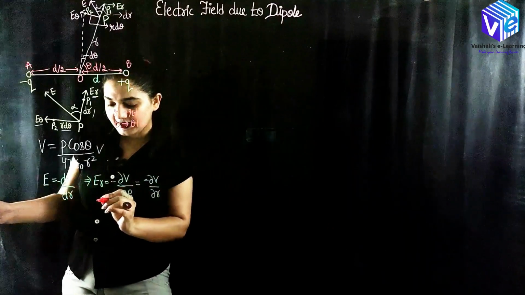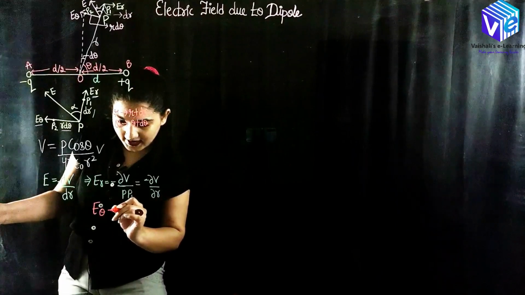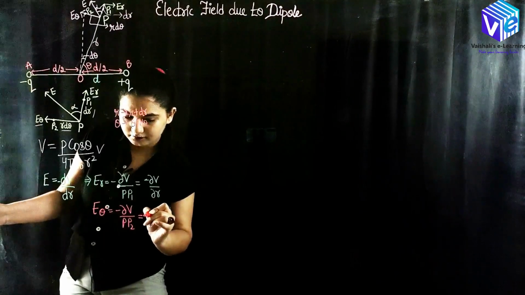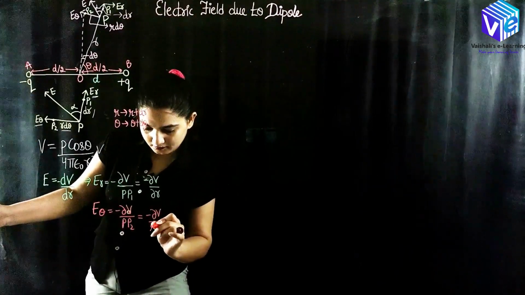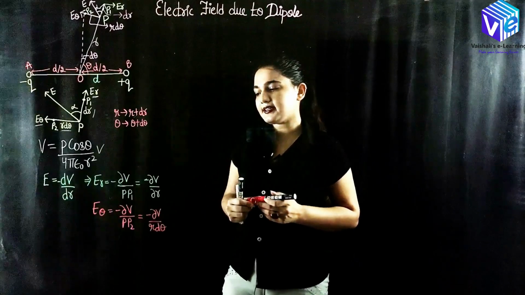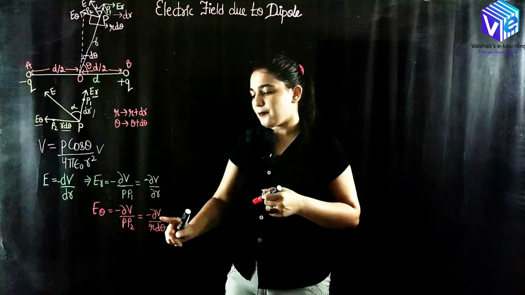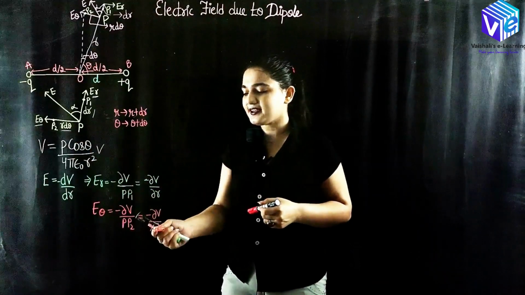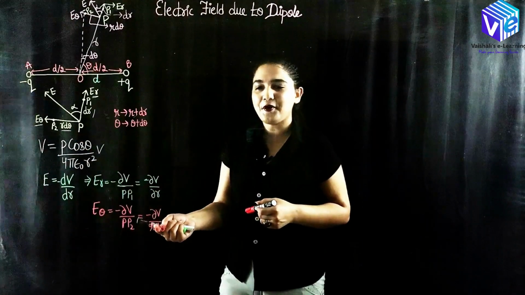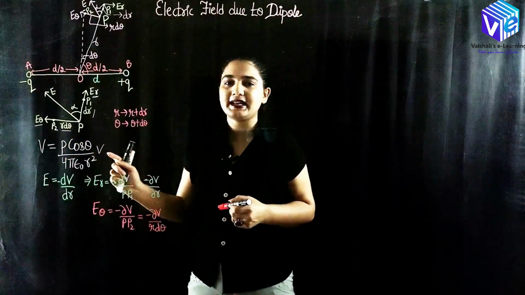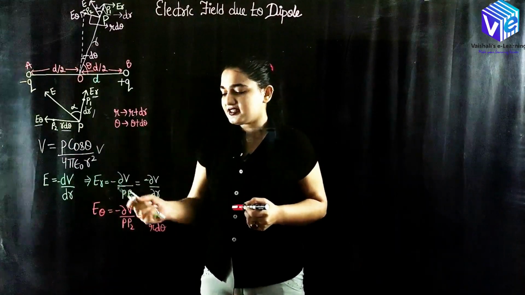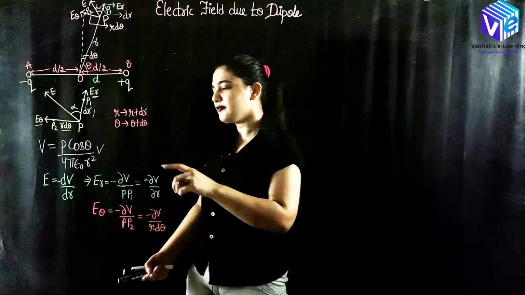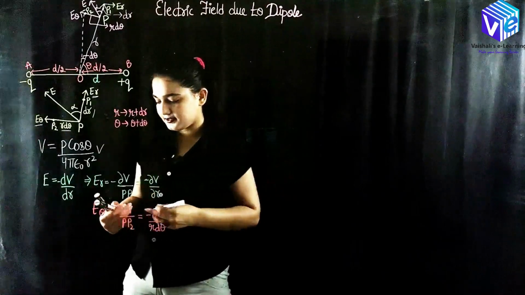Similarly, I can say E theta is given by minus del V upon PP2. So E theta is equal to minus del V upon R d theta, because PP2 is R d theta. Okay, don't get confused why here we have 1 upon R as well, because this distance contains the R factor. So this is the reason here we have 1 upon R factor as well. Now we will be finding out ER first.